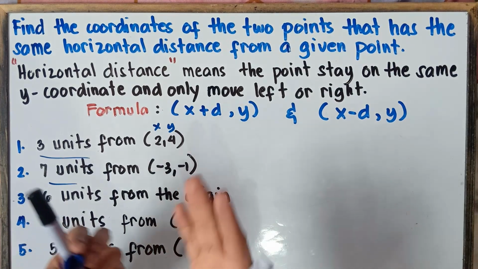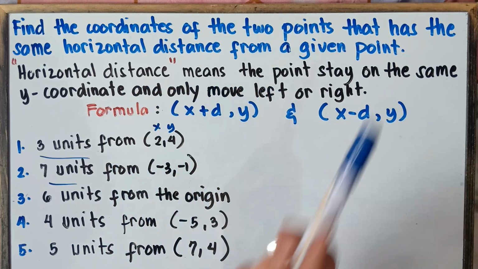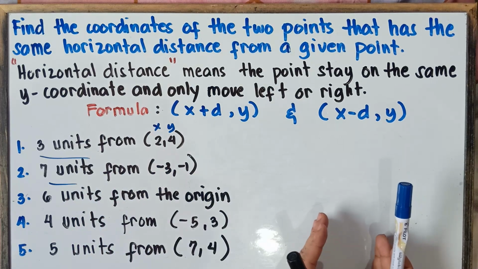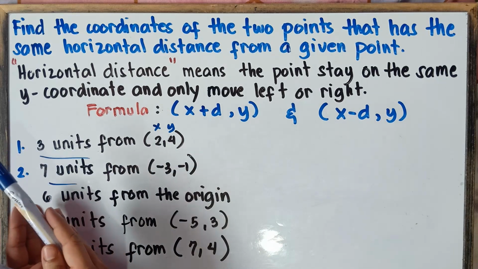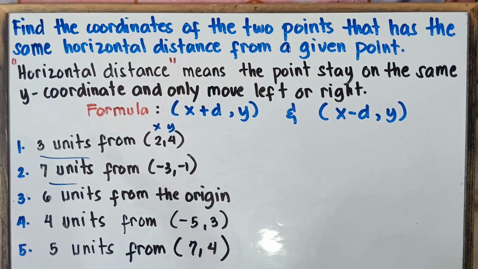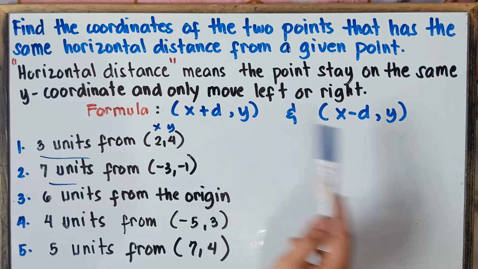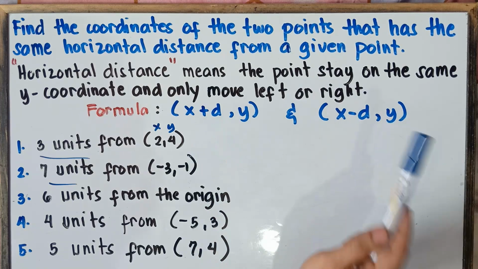To find the 2 points, class, you need to remember this one. Horizontal distance means the point stays on the same y coordinate. Therefore, you simply move to the right and then simply move to the left. For example, 3 units from (2, 4): you simply move 3 units to the right and then 3 units to the left. The value of your y must be the same y value. You only move left or right, and this will be our formula. We have x plus the distance, comma, y. We have x minus the distance, comma, y.